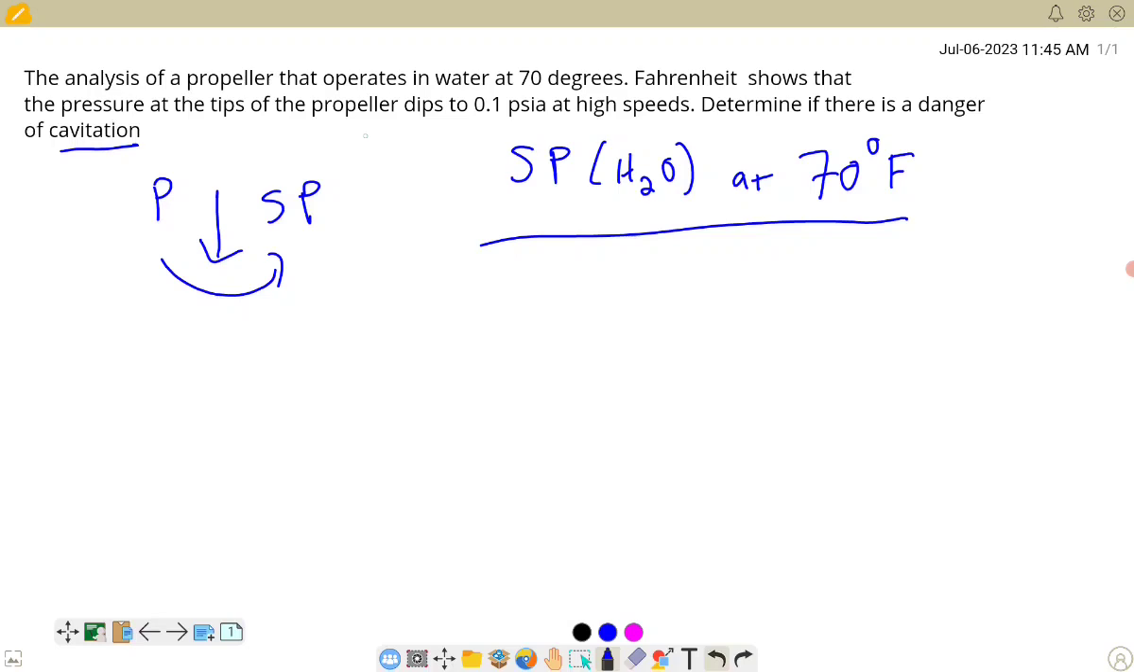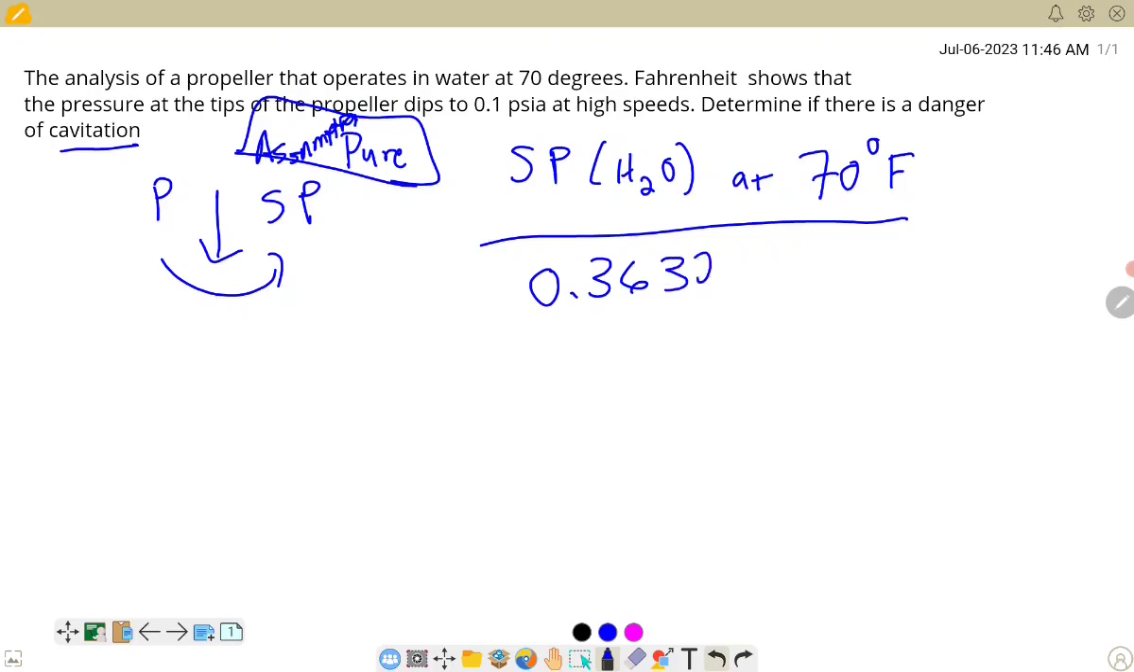By the way, cavitation is bad. This is why we are talking about cavitation, because it can cause damage to the blades or failure even. So we're going to assume here that the water is pure water, because that's what we have the saturation pressure for in our table. So we're making the assumption that we have a pure substance here, which is not a terrible assumption in a large body of water.